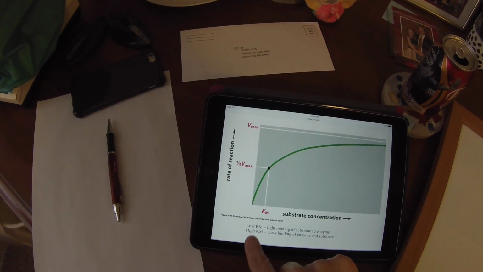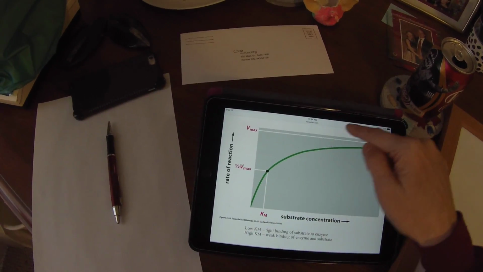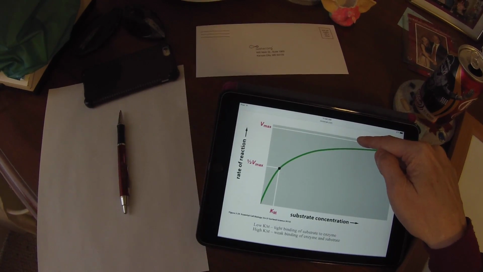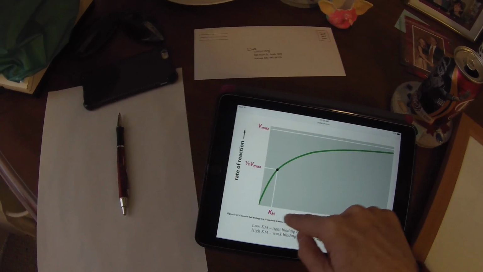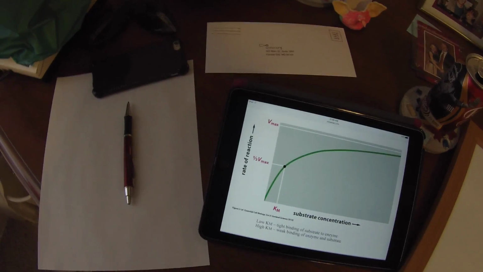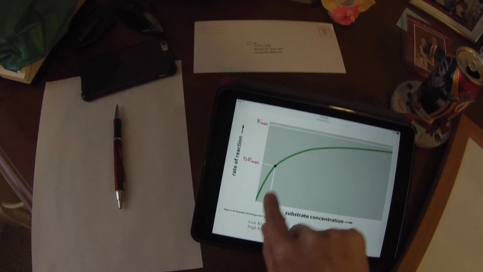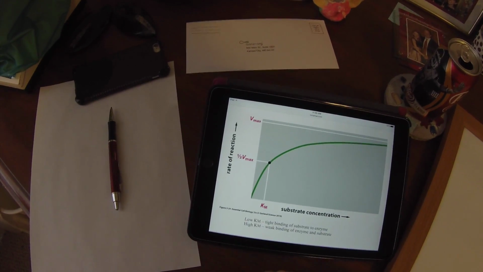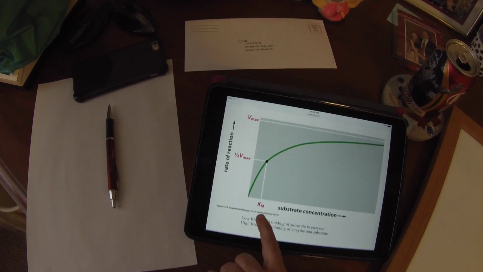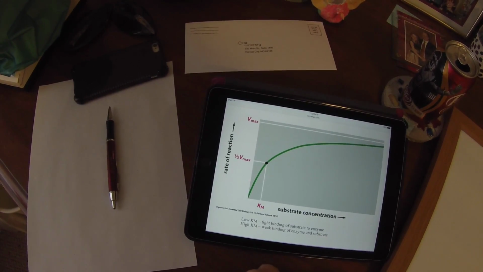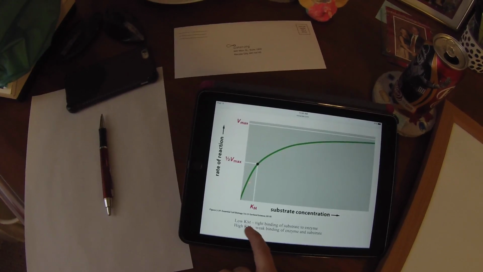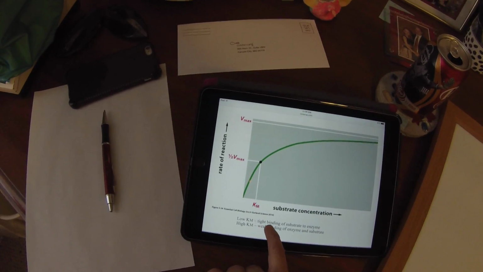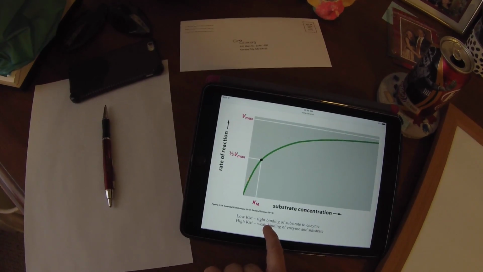And so sometimes you will see that there's a different maximum velocity for a quantity of enzyme and/or a different Km, a substrate concentration corresponding to 1/2 Vmax for that reaction. And so then you can start to compare the kinetic parameters for different reactions. So if you have a low Km, that typically means that you have a tight binding of the substrate to the enzyme.